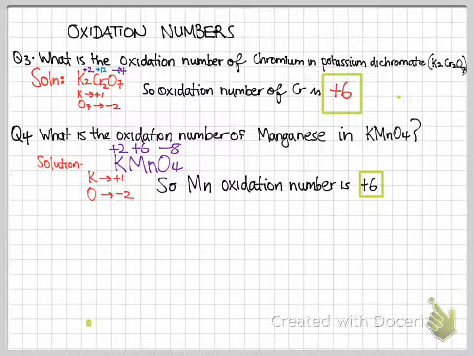Now we are done with oxidation numbers, so I hope you followed it from this screencast, and it becomes clearer to you. If you're having a problem with redox reactions and oxidation numbers, I suggest you look at your textbook and try and work out more examples.